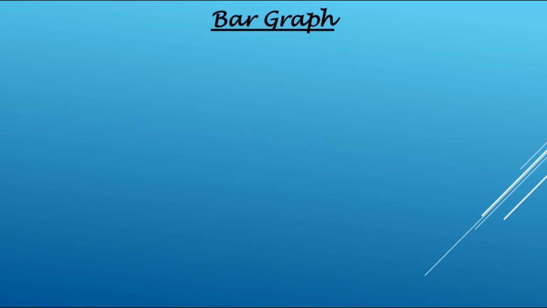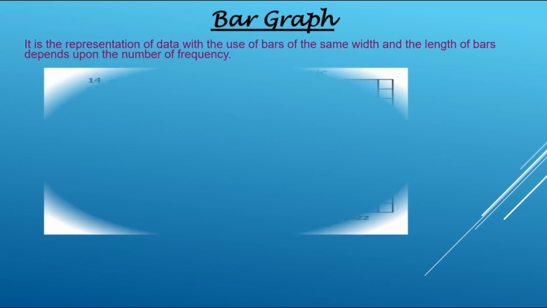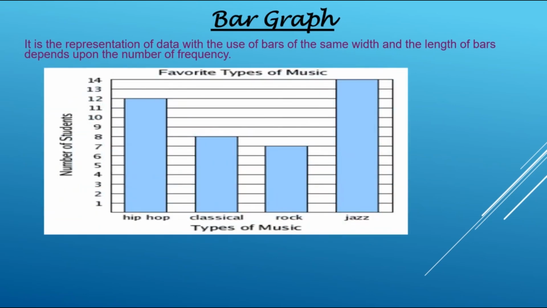Bar graph. Bar graph is the representation of data with the use of bars. Bars means rectangles, vertical rectangles of the same width, and the length of bars depends upon the number of frequency, number of items of frequency. So let's see the example of a bar graph here.